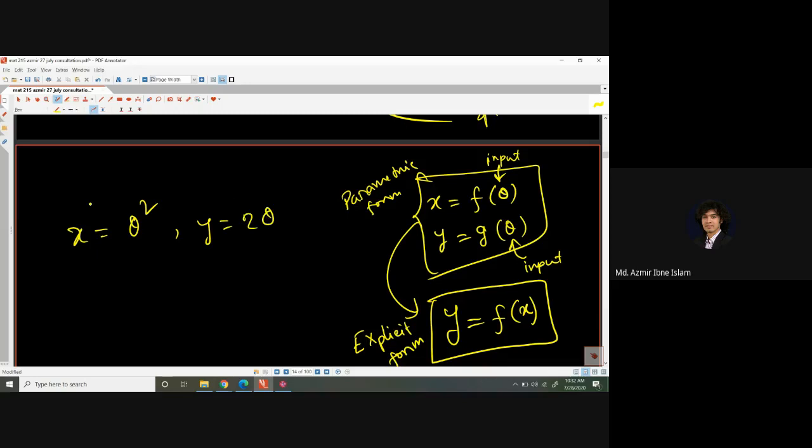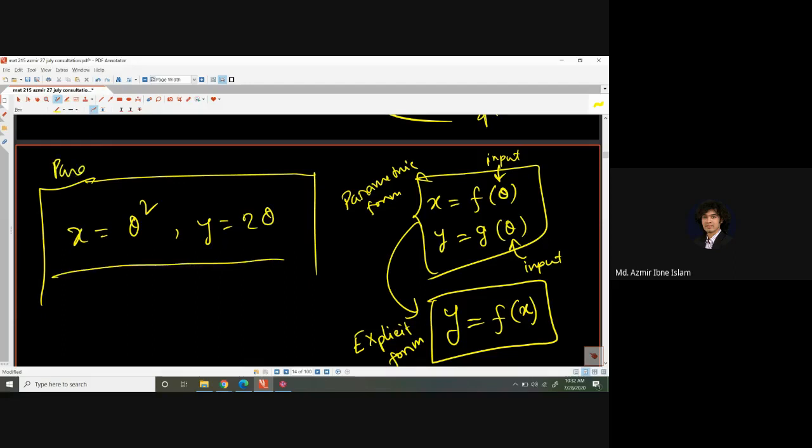Then you will understand what I am telling about. So here we have x equal to theta squared, y equal to 2 theta. So you can see that x is a function of input variable theta and y is also another function of the same input theta. So in that case, we can say this is a parametric function.